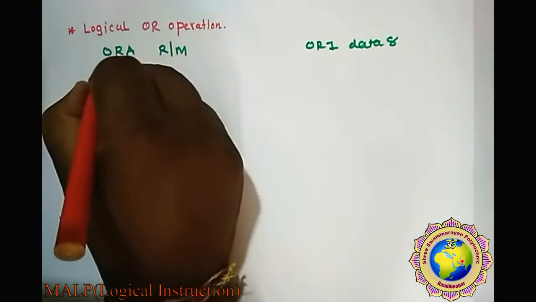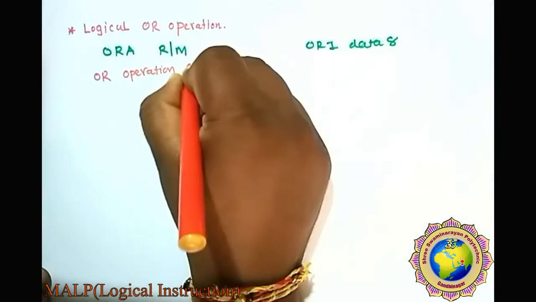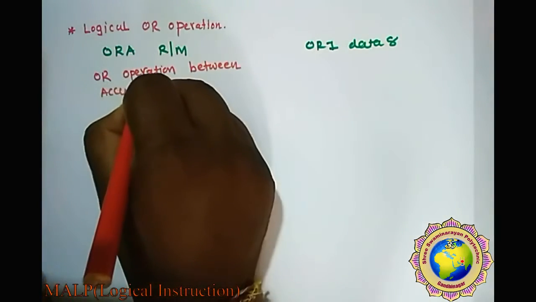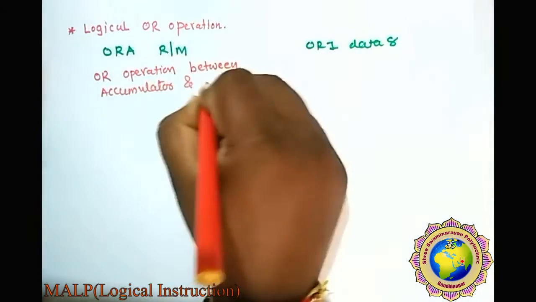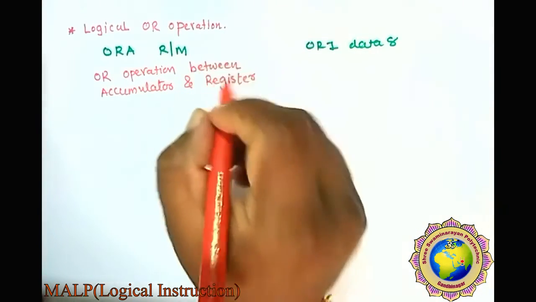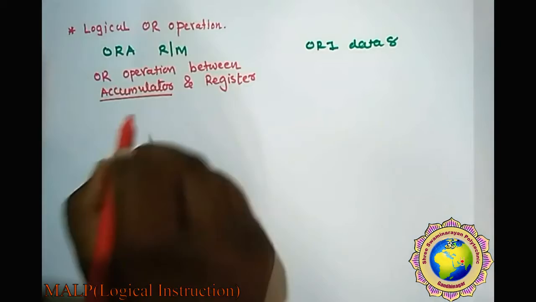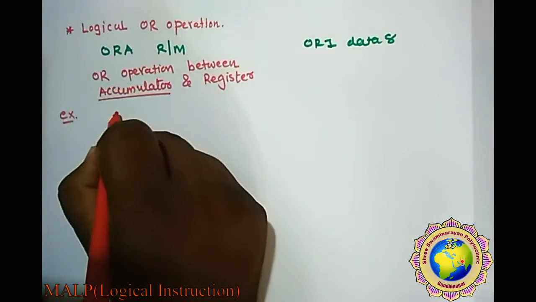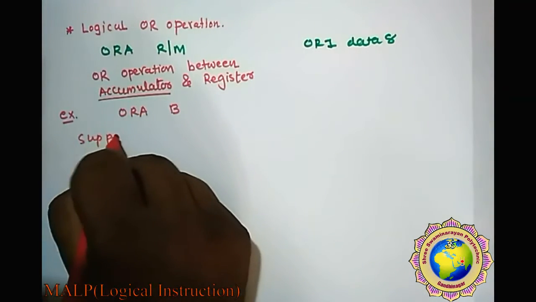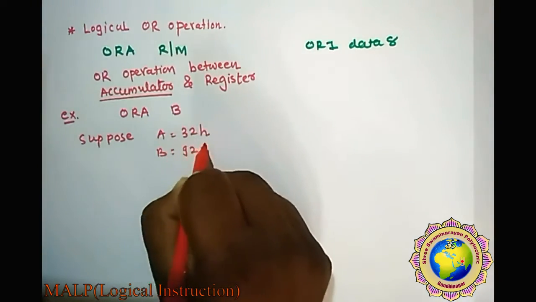It performs OR operation between accumulator and register. See here, for the arithmetic and logical operation, one by default register is accumulator. Okay, now take the example ORA B. Suppose take the value of A and B. A is 32H, B is 92H.